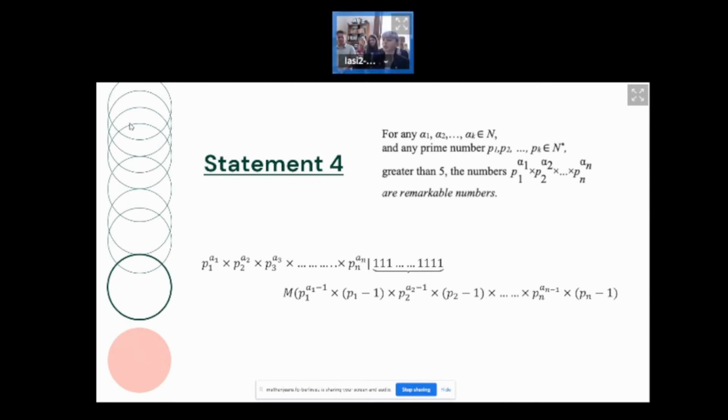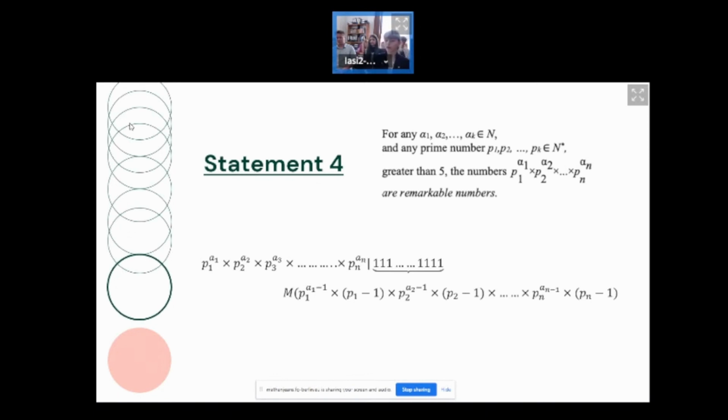Okay, statement 4: for any positive integers a1, a2, and so on, ak, and any prime numbers p1, p2, and so on, pk greater than 5, the numbers p1 to the power a1 multiplied by p2 to the power a2 multiplied by so on multiplied by pn to the power an are remarkable numbers.